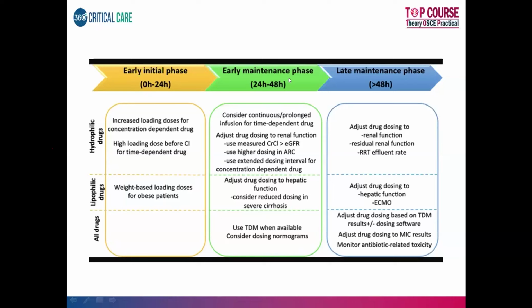Next, in the next 24 to 48 hours, which is known as the early maintenance phase, you need to consider continuous or prolonged infusions for time dependent drugs. And you need to adjust drug dosing to renal function, especially for your hydrophilic drugs. So use measured creatinine clearance, use higher dosing in ARC, and use extended dosing intervals for concentration dependent drugs.